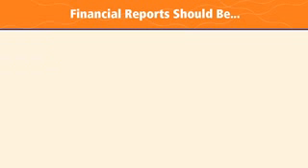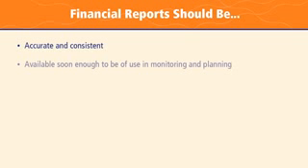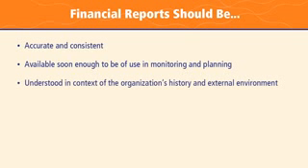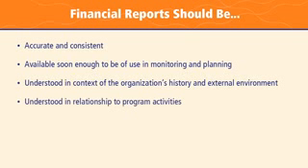But before we dive into our balance sheet today, we're going to do a quick review of some of the core principles of financial reporting. So our financial reports for our organization should always be accurate and consistent. They should always be made available to us soon enough to be helpful for our organizational monitoring and planning. Oftentimes that means we're looking at monthly statements in a really timely manner and within a few weeks of each month end. And always making sure that we're understanding financial reports in the context of the organization's history and also in relationship to program activities, so that we're always connecting money and mission within our organization.